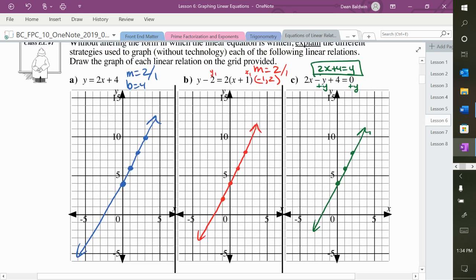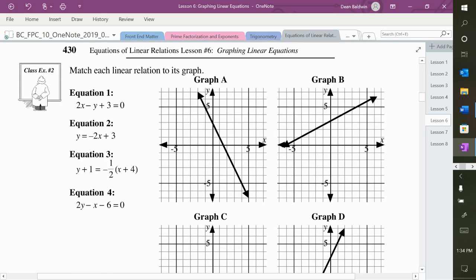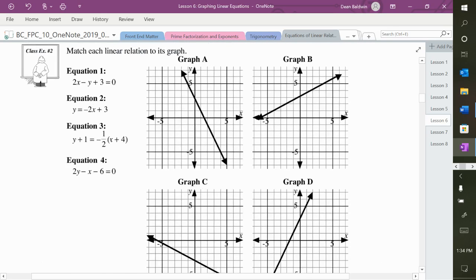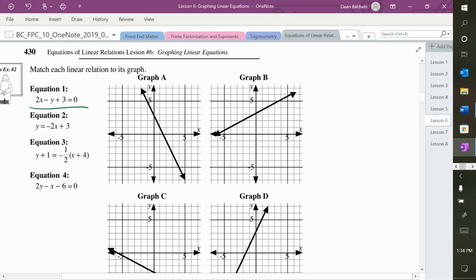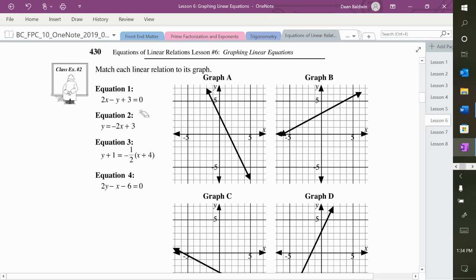Can I flip the page? All right, last bit here. Match each of these lines to the equation. So, equation 1, this equation right here, what's wrong with it? What do I need to do? Move the y to the other side because it's in standard form. So, 2x plus 3 is equal to y.